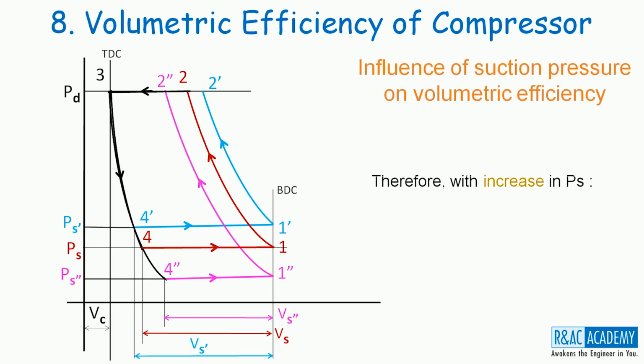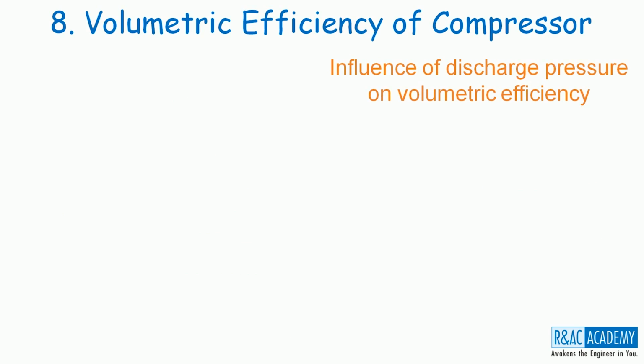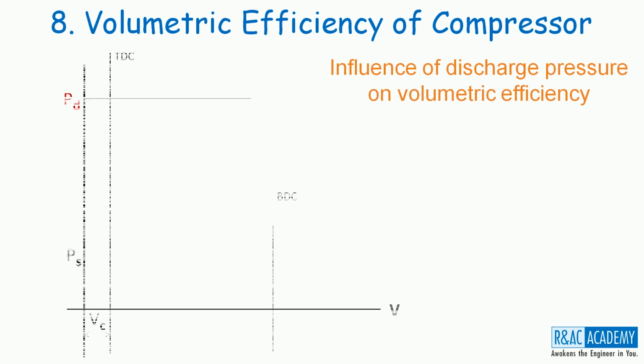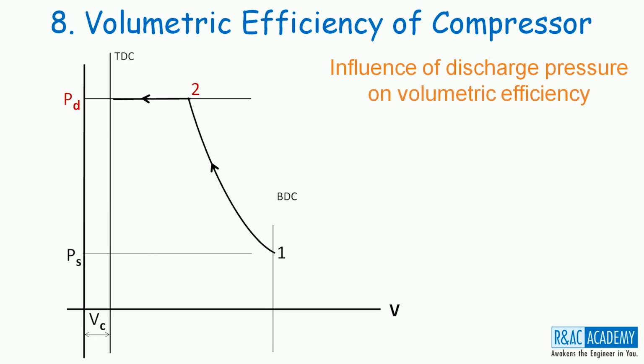To sum it up, with increase in suction pressure, the actual volume sucked into the cylinder Vs increases and hence the volumetric efficiency increases. Let us now look at how the volumetric efficiency is influenced by the change in discharge pressure. In this case also, let us consider the baseline cycle 1, 2, 3, 4 and the baseline actual volume of the refrigerant vapor sucked into the cylinder be Vs.